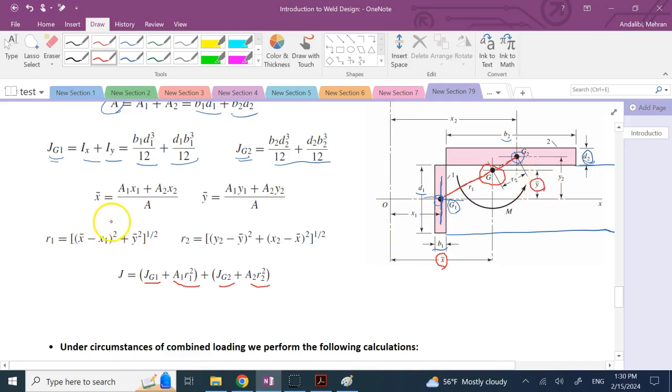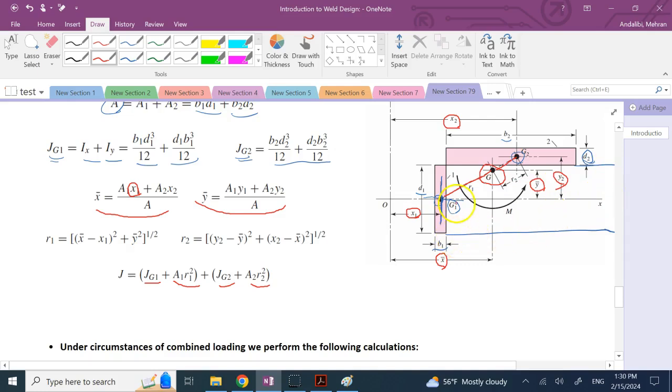And that you can easily get from static formulas for centroid. So you multiply each one of the A's by their own X's, and X1 and X2 are X of G1 and X of G2, Y of G1 and Y of G2. So this X1 is X of what? That is X of centroid 1, this is X of centroid 2. And Y1 and Y2 are Y of centroid 1 and Y of centroid 2, as you can see over here.